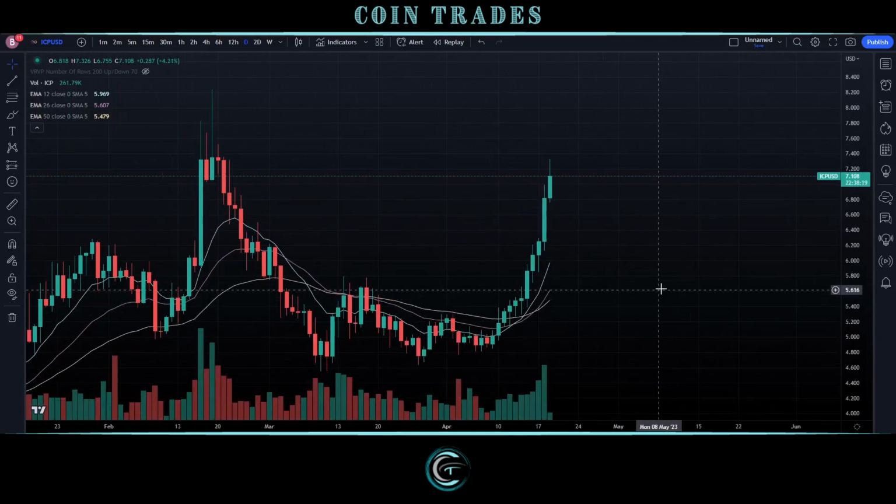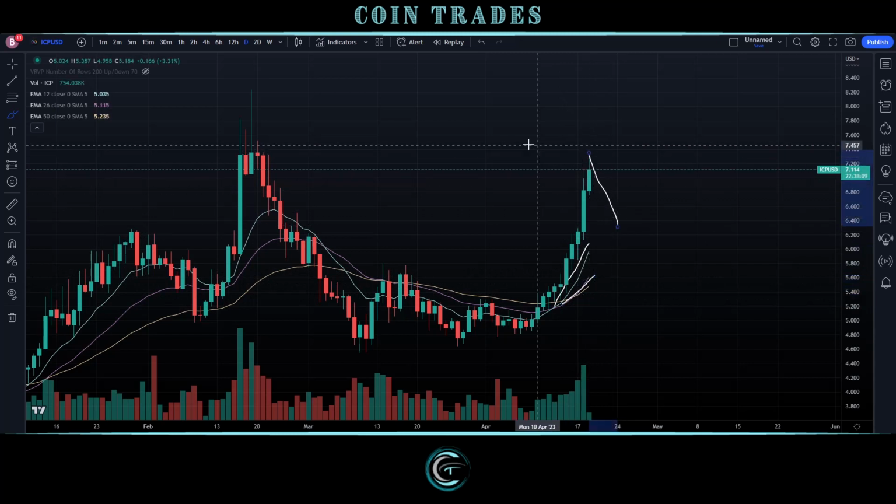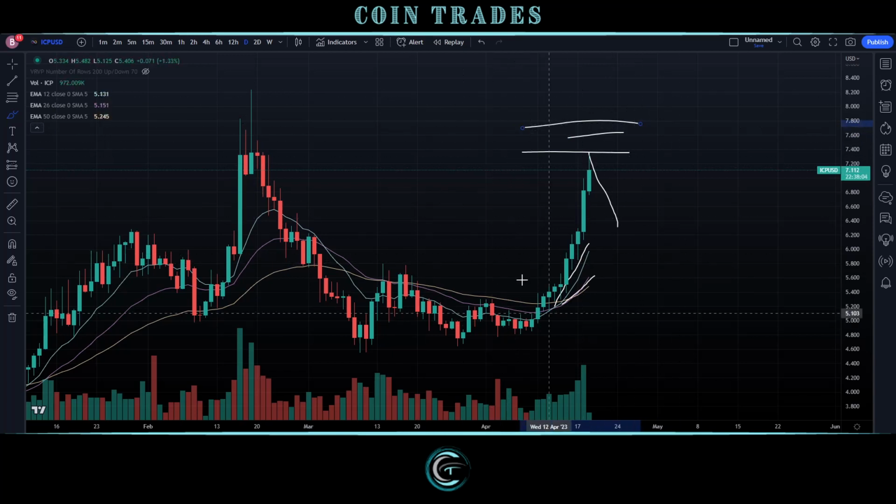So a lot of great volume here for Internet Computer, especially with nice daily exponential moving averages in a full bullish formation. But we do know that we are going to need to see a retracement and a back test of these levels at some point, probably up overhead in the near future. And we're going to talk about some of the resistance points in the show today.